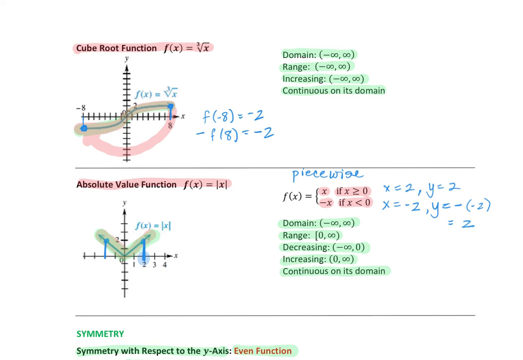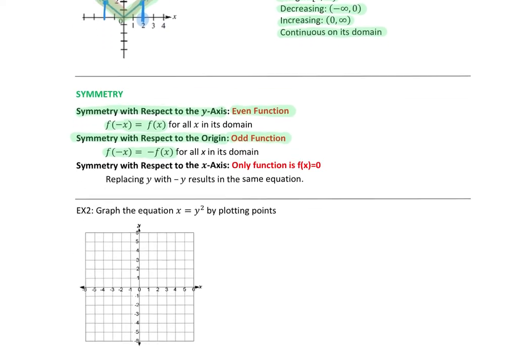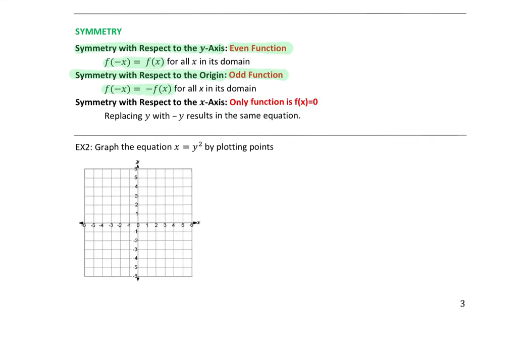The last type of symmetry that we're going to look at is symmetry with respect to the x-axis. Now, when we talk about symmetry with respect to the x-axis, there is only one function that has that. So if there is symmetry with respect to the x-axis, most likely it's not a function. The only function that has symmetry with respect to the x-axis would be f of x equal to 0. So let me just do a quick sketch of an x and y axis.